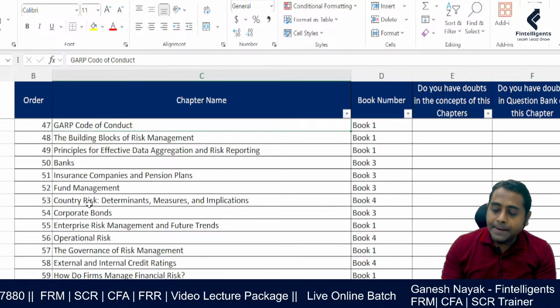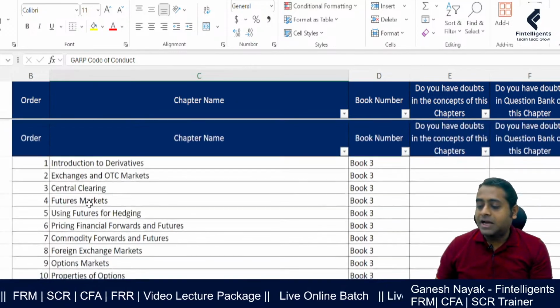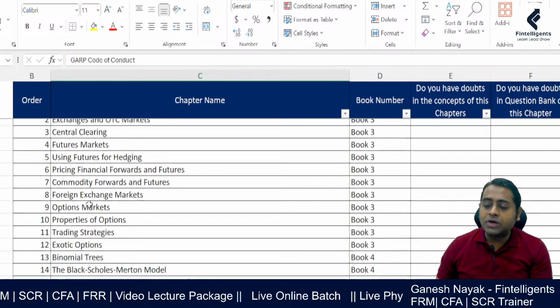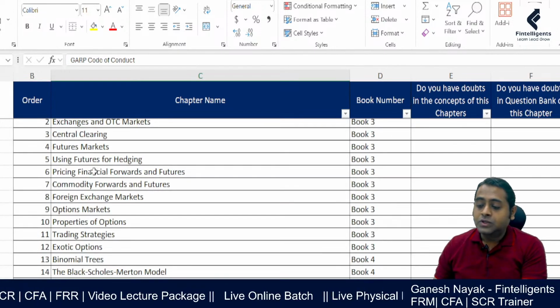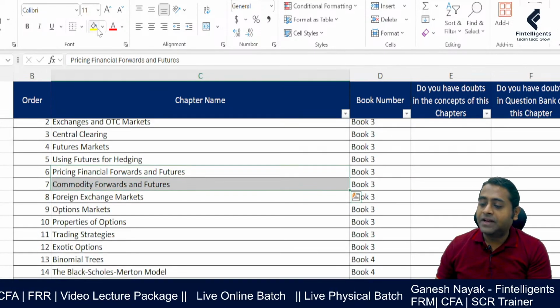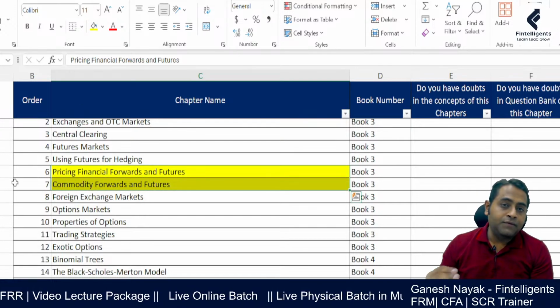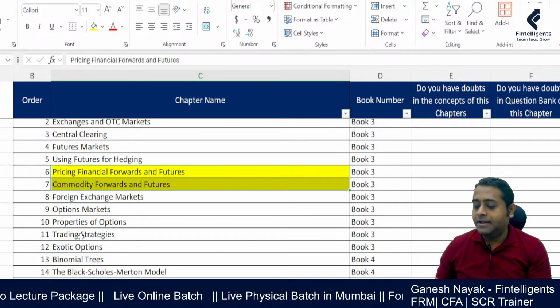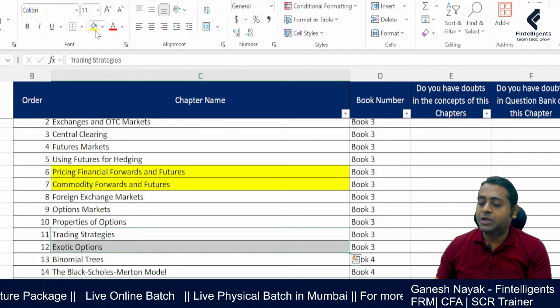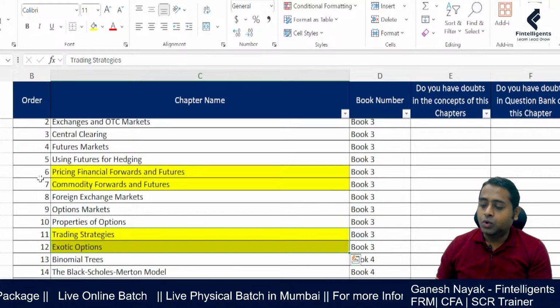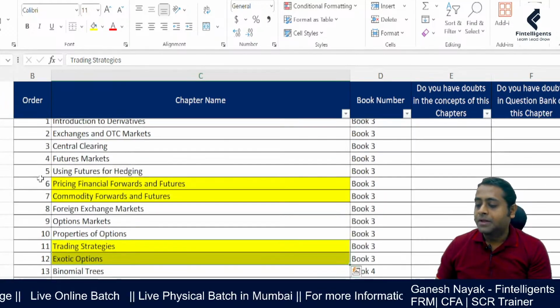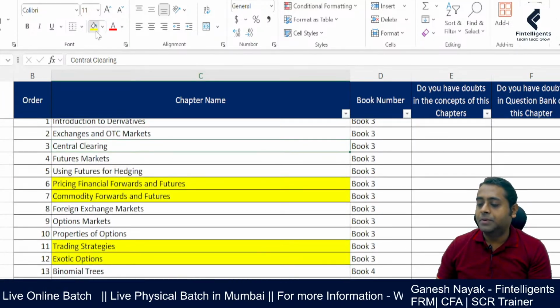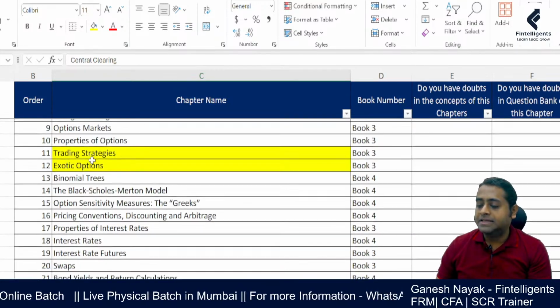Now over here I'll just highlight which are the chapters you should focus more on. There are 2 chapters, which are pricing financial forwards and futures, and commodity forwards and futures. Make sure that you're good at it. Then you have trading strategy and exotic option. Make sure that you know the concepts. Then you have the central clearing chapter, also important. Focus on reading that chapter.